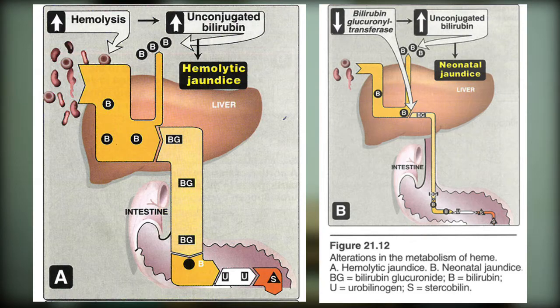Here in figure A, hemolysis occurs, then bilirubin will enter the liver. When there is no conjugation, we have unconjugated bilirubin, for example in hemolytic anemia. This bilirubin enters the hepatocyte, bilirubin glucuronide is formed, and it goes down to the intestine, where it forms urobilinogen and is excreted in the form of stercobilin.